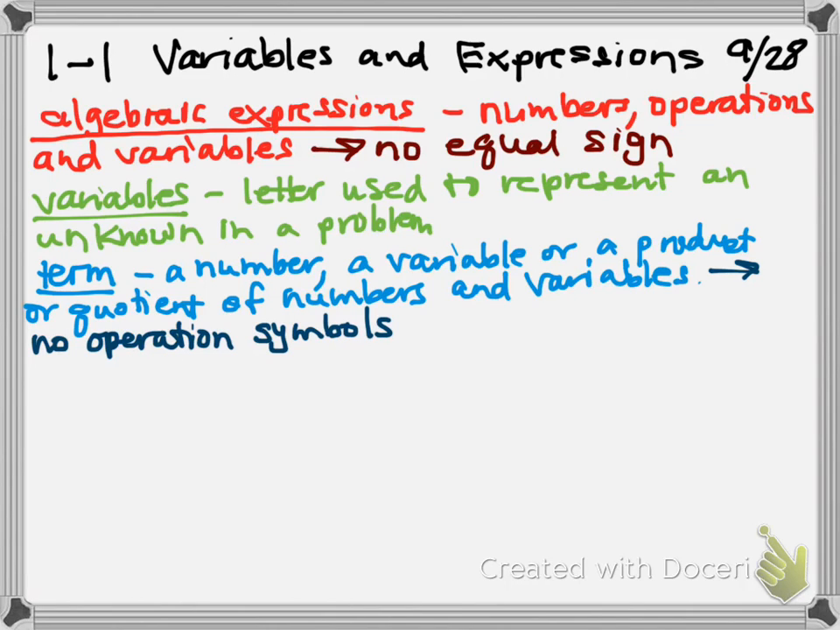So I'm going to give you an example. Let's say we have 2x plus 4. 2x and 4 are terms. The plus is nothing. Okay? So it's not part of what a term is. So it's the actual values.